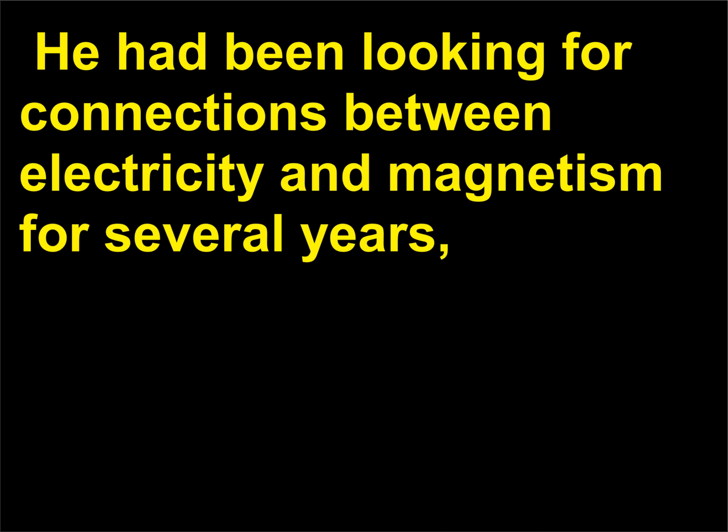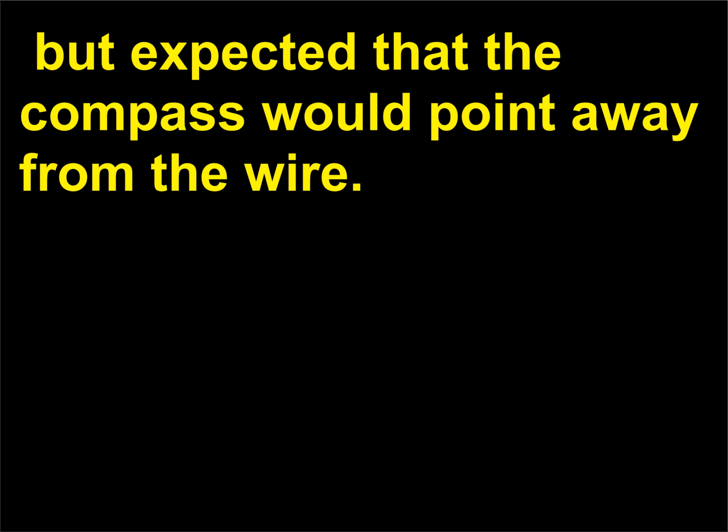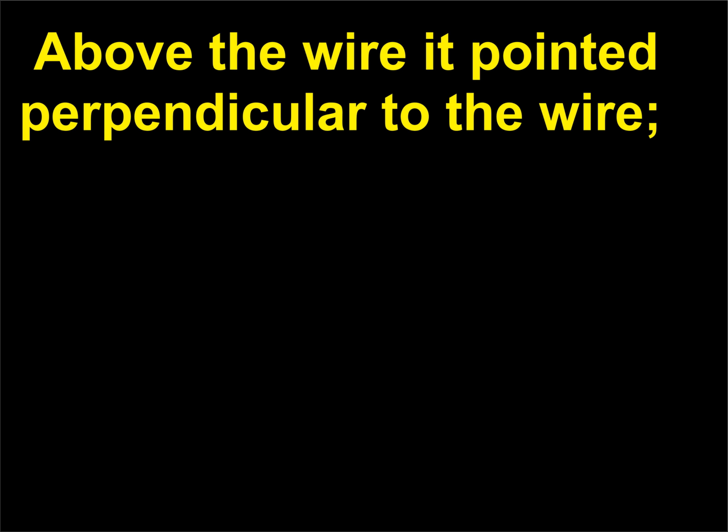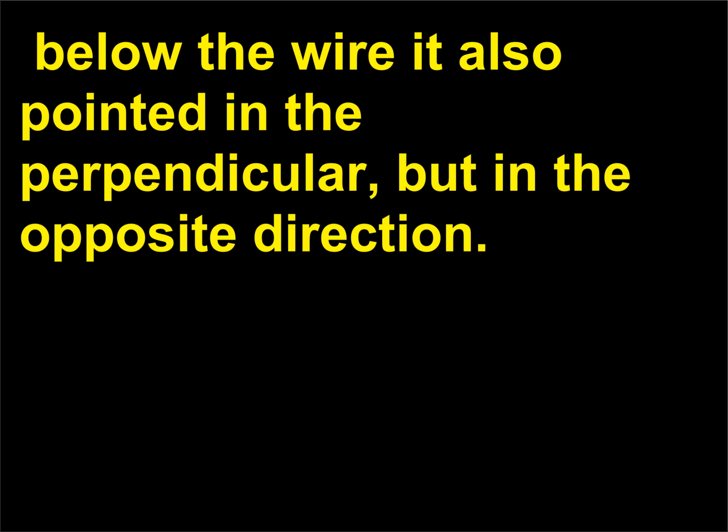He had been looking for connections between electricity and magnetism for several years, but expected that the compass would point away from the wire. Instead, he found that the compass pointed in a circle around the wire. Above the wire, it pointed perpendicular to the wire. Below the wire, it also pointed in the perpendicular, but in the opposite direction.